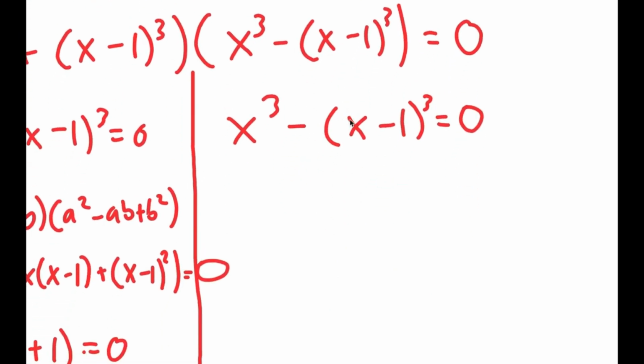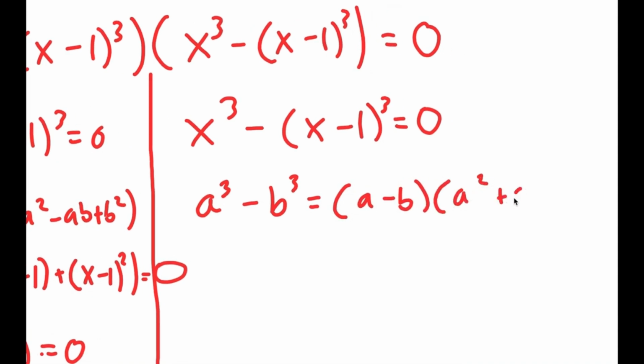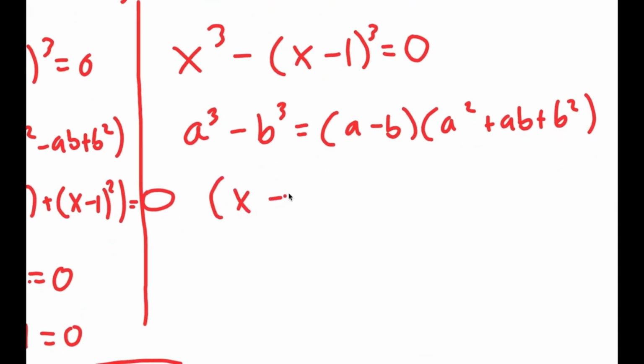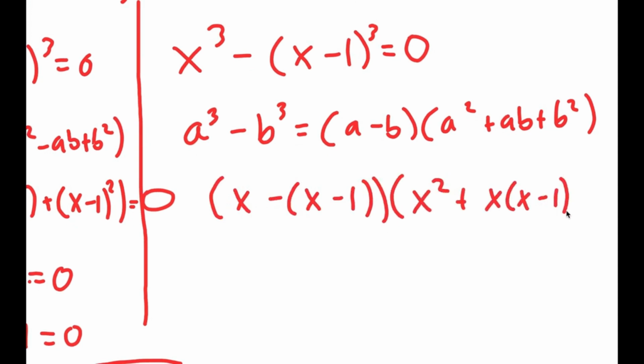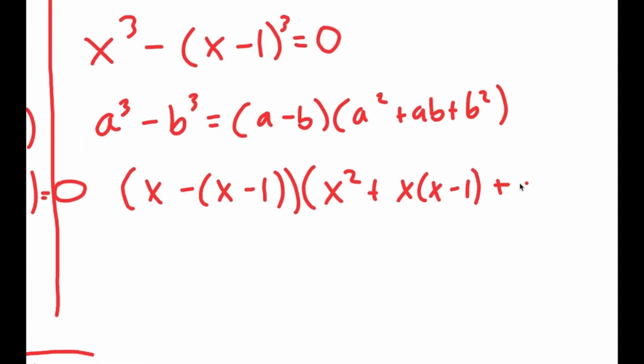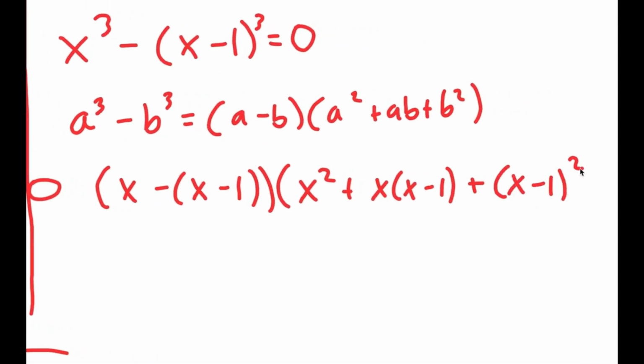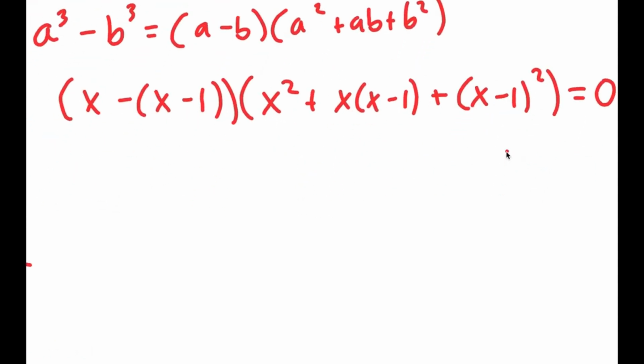Now, going back over here, I have x to the power of 3 minus x minus 1 to the power of 3 equals 0. And for this, I'm going to use the property a to the power of 3 minus b to the power of 3 is equal to a minus b times a squared plus ab plus b squared. So I get x minus x minus 1 times x squared plus x times x minus 1 plus x minus 1 squared is equal to 0.